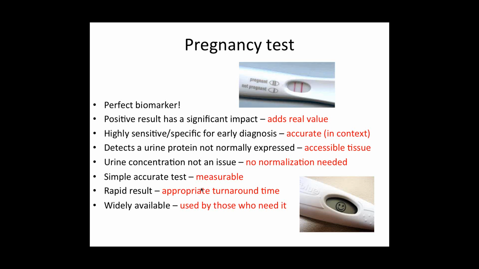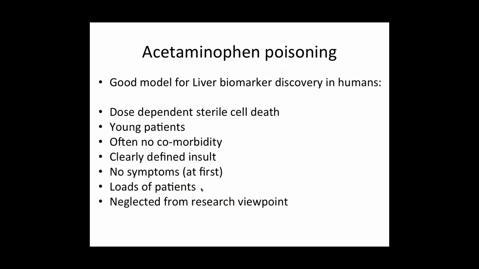So this is what we're looking for with paracetamol. And acetaminophen or paracetamol, I keep switching between the two, is a very good model for discovering new biomarkers of liver injury in humans. I say this because there's a dose-dependent sterile cell death. It's one of the few models I can think of in humans where people take a drug and we know that depending on how high the drug is in the blood, there's an increasing likelihood you're going to get a toxic effect.